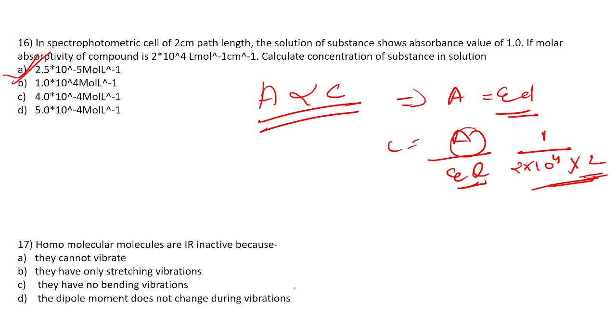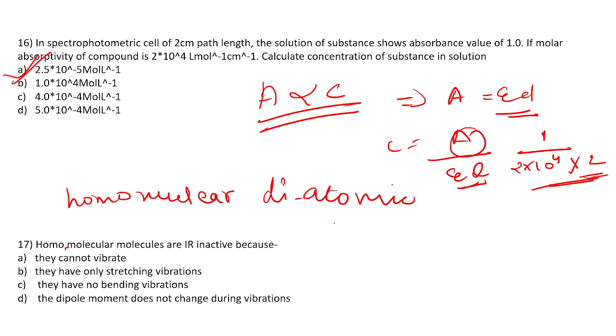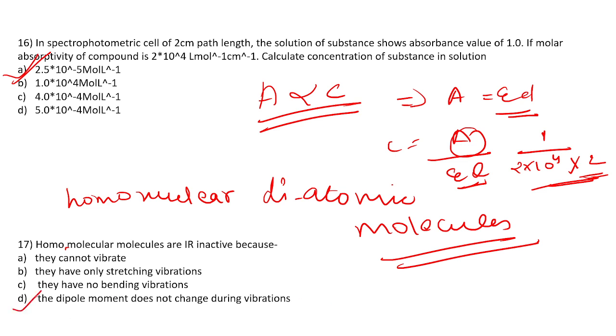So why? Homomolecular molecules means homonuclear. It should be homonuclear molecules, diatomic molecules. So they do vibrate, but their vibration leads to no change in the dipole moment. Therefore, the answer is D.